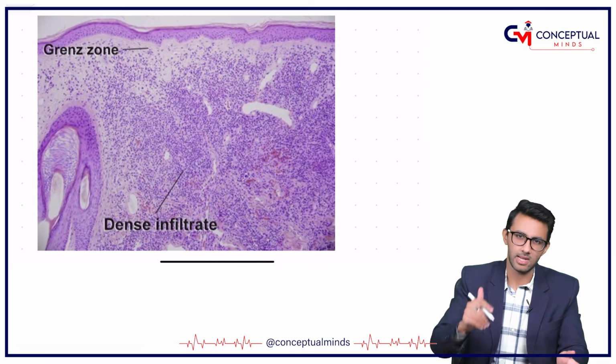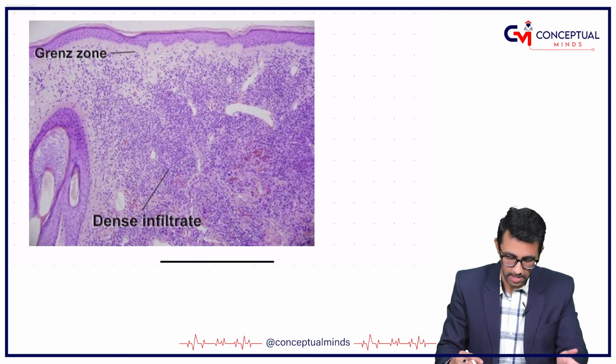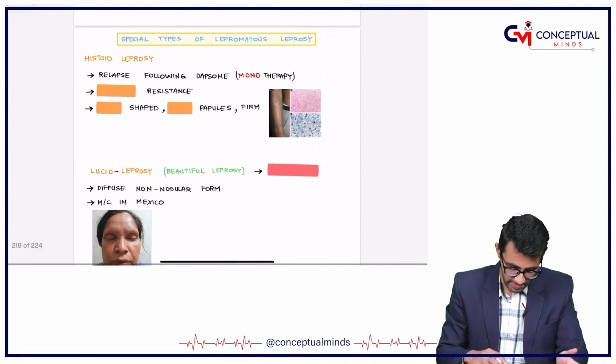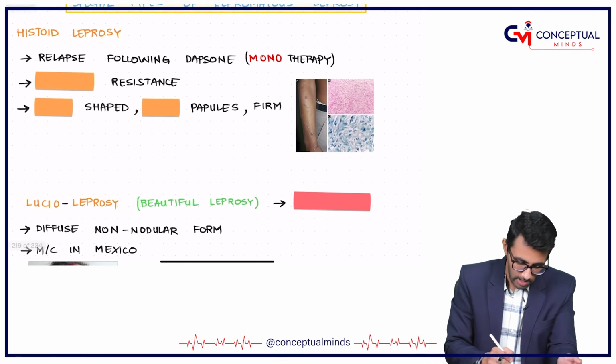Now there are two special conditions about the LL type. All the classical variants are done. Now let us go on further, that is histoid leprosy. This is pretty easy, a short topic.